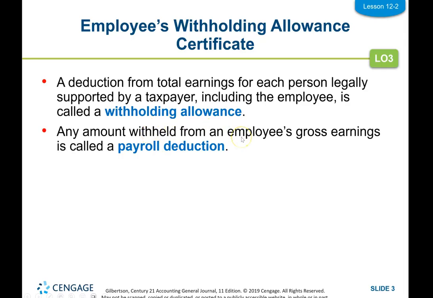Any amount withheld from an employee's gross earnings is called a payroll deduction. So that would include federal taxes, Medicare, Medicaid, Social Security.